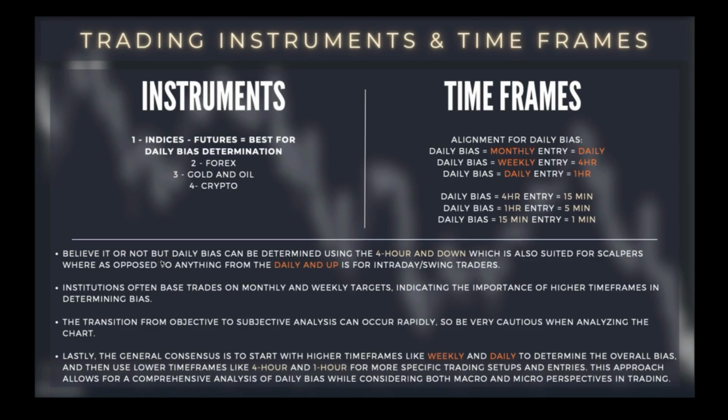Now, believe it or not, daily bias can be determined using the 4 hour and down. Yes, ladies and gentlemen, that's right. You don't need the daily time frame to determine your bias for the day, which is also suited for scalpers, as opposed to anything from the daily and up, which is for intraday and swing traders. Now, if you don't believe me that the daily bias does not need to be determined from the daily time frame, or that you don't even need a daily bias, that can be said from the man himself, that boy Dodgy. Take a quick look.